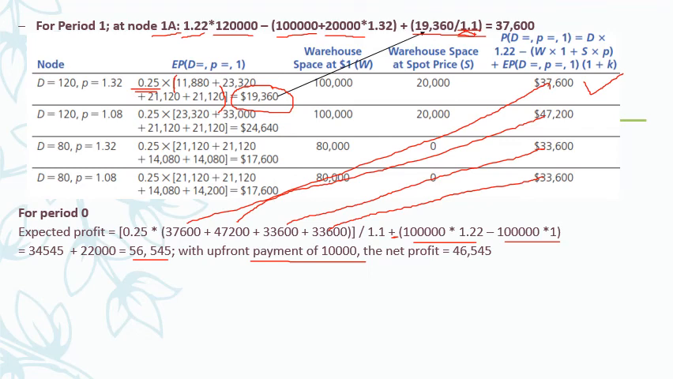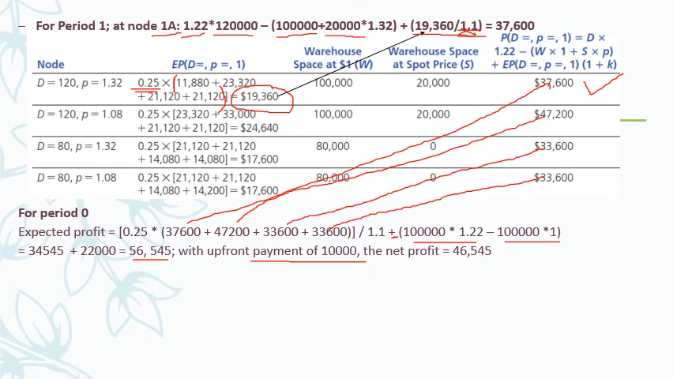As a result, what is the actual profit when I am using option 3? The actual profit when I am using option 3 is 46,545. 10,000 less than the calculated value. This is another important step which we should not forget.